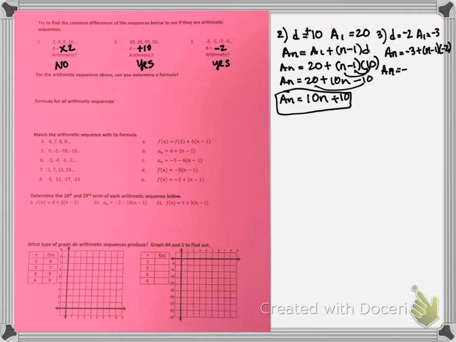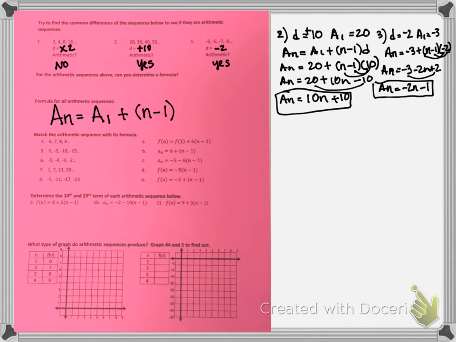So A sub n is going to be -3, and then I'm going to distribute, and I get -2n plus 2. I combine like terms, and I get A sub n equals the n term first, -2n, and then minus 1. So our formula is the one we wrote down in our notes yesterday. Any term in the sequence is equal to the first term plus the number of terms in the sequence, that goes up to the biggest one, minus 1 times the difference between each term.